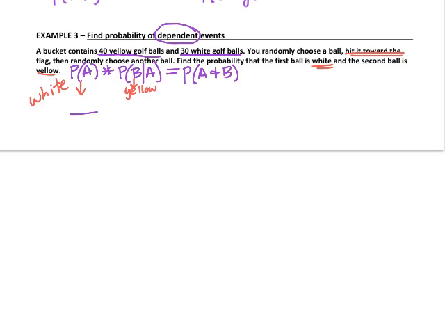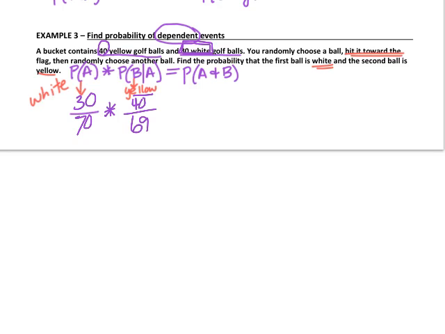So how many balls in the bucket total? There are 70, so that number is going to go on the bottom. And how many of the balls are white? Well, that's what the chances of you pulling out a white ball and hitting it are going to be, 30 out of 70. And the second thing that we want to find out is what's the possibility that you're going to pull out a yellow ball after you've already hit one of the balls out of the bucket. So you have one less ball in the bucket, so now you only have 69 balls in the bucket. And how many of them are yellow? 40 of them are yellow.